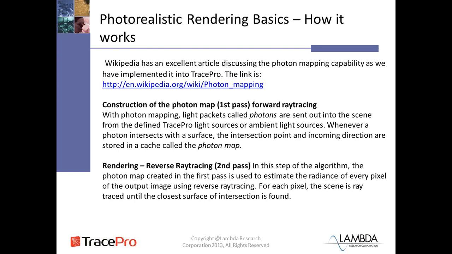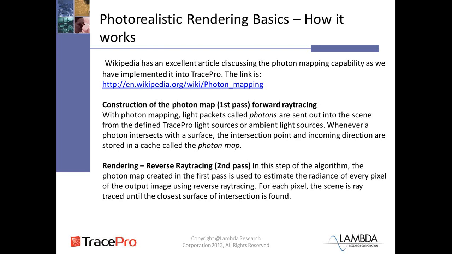If you want to know how we set this all up and what's the underlying basics, Wikipedia has an excellent article on this, which discusses photon mapping capability as we have implemented it into TracePro. I'm providing the link here, but pretty much what we're looking at is that there are 2 passes for a photorealistic render. First of all, we do forward ray tracing, and we construct a photon map.